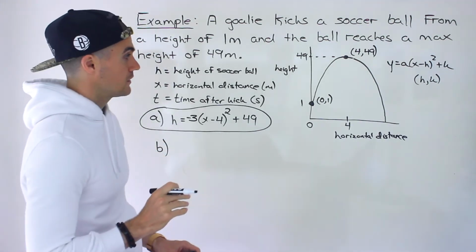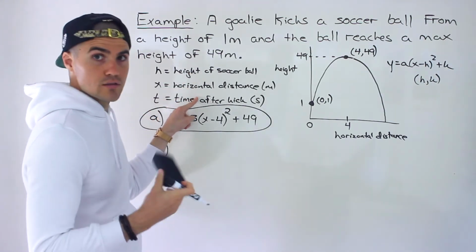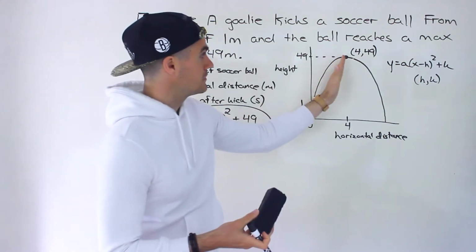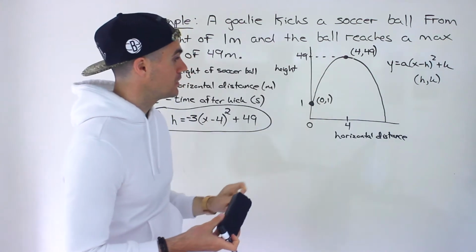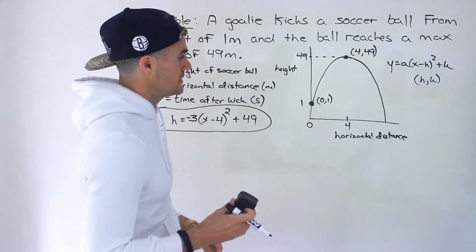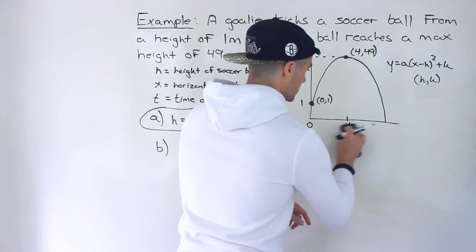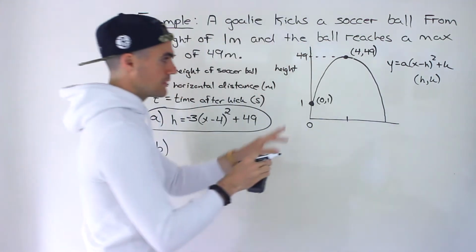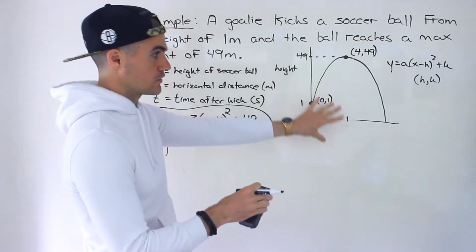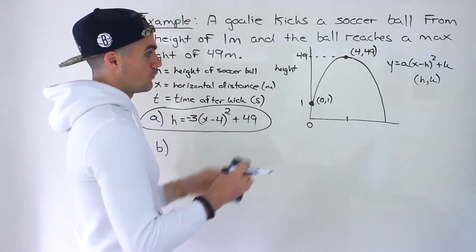And what we're going to be doing in part B is we're going to be relating the height to the time, because we're told that the time that it reaches that max height of 49 meters happens 2 seconds after the kick. So what we want to do in this case is I'm going to keep this graph over here, and then I'm just going to create that new axis. But if you like, on your paper, you could just draw a completely new graph, right? So you could have the original one with the horizontal distance for part A. Now we're going to have a new graph for part B.